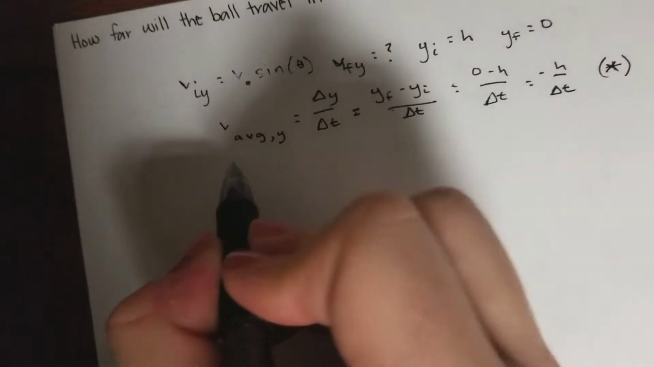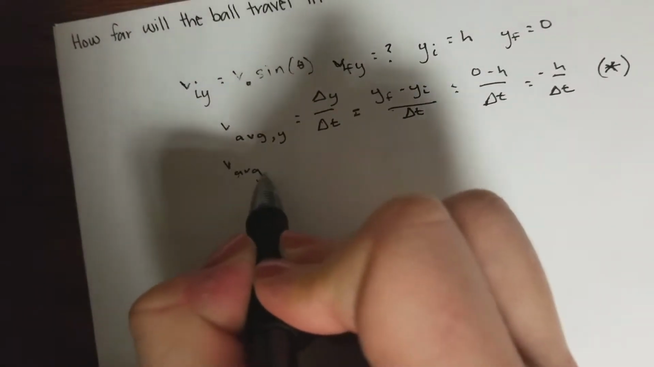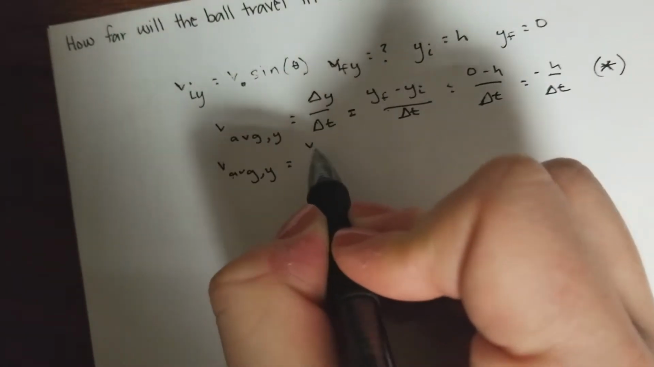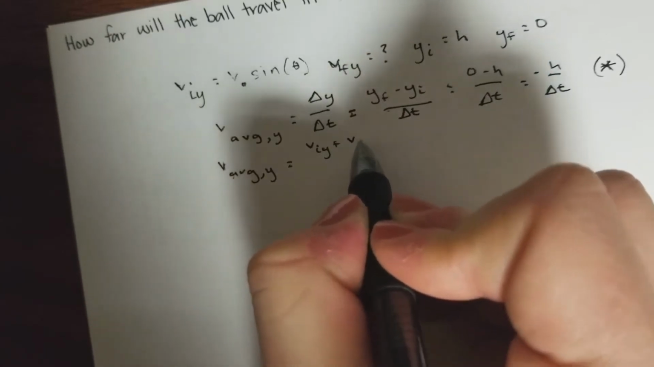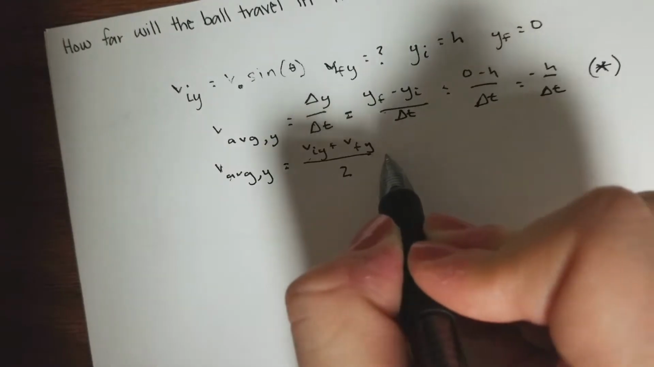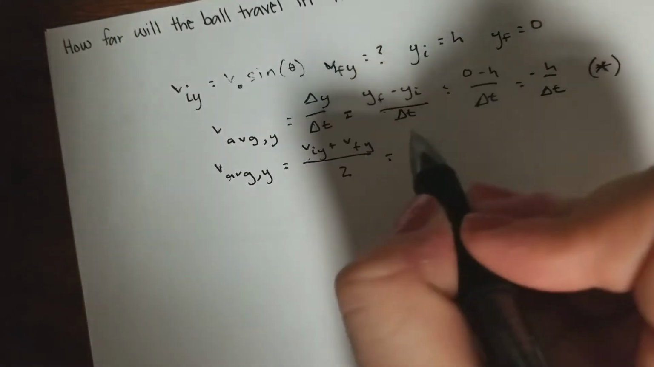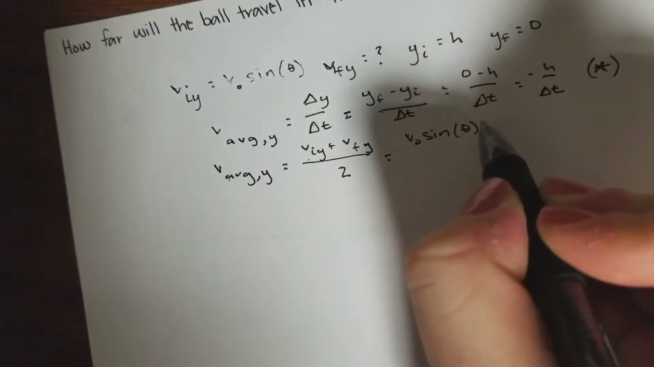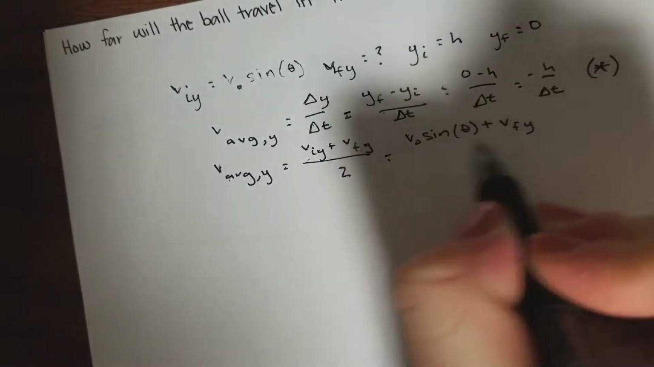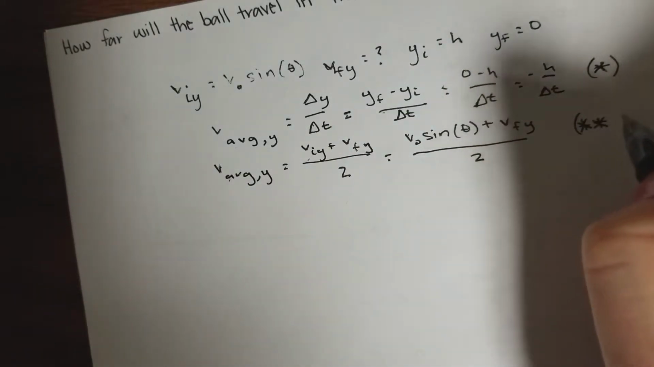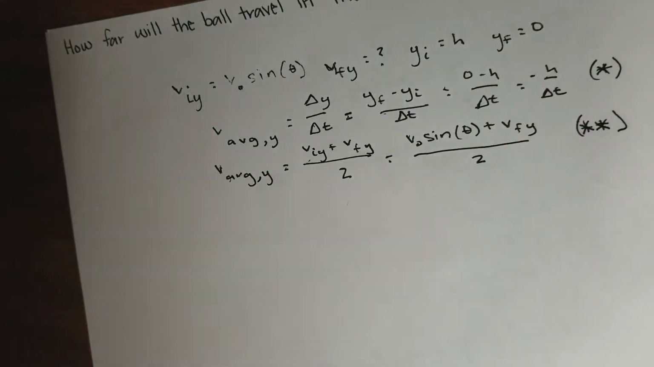And then we have another formula for the average velocity in the y direction, which is v initial in the y plus v final in the y over 2, which we can solve for, is v naught sine of theta plus the final velocity in the y direction over 2, and we're going to call this 2 star because we're going to solve for it and plug in for it later.